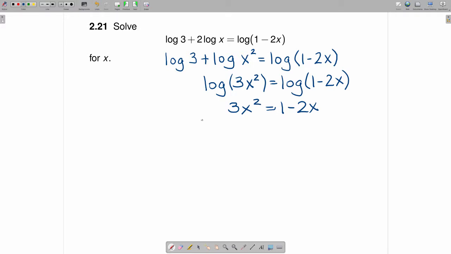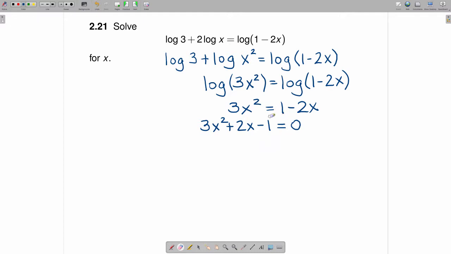Well, starting with the left-hand side, when you subtract 1 minus 2x from both sides of that equation, at least from the left-hand side, you get 3x squared plus 2x minus 1. And when you subtract 1 minus 2x from the right-hand side of the equation, you get 0. So there is a quadratic equation.